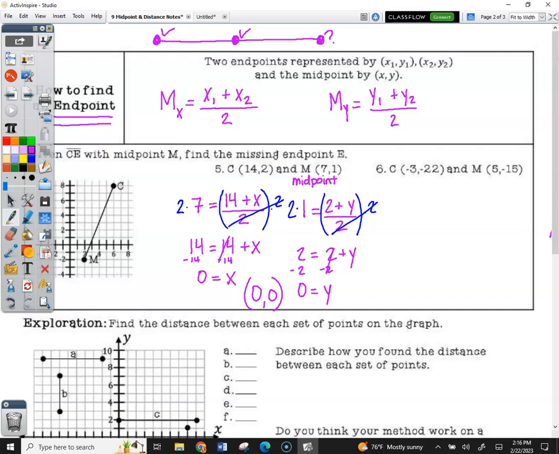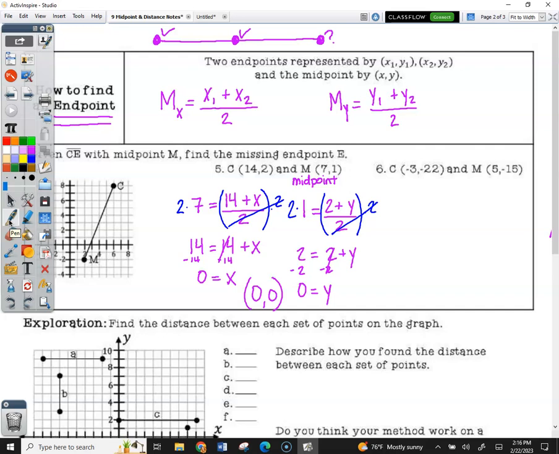Now let's look at it and check it. If the endpoints are 0 to 14, what's the middle? 7. So that makes sense. If the endpoints are 0 to 2, what's the middle? 1. Makes sense. Right? So don't get bogged down in the equation and overthink it. You're just finding the end when you know the middle.